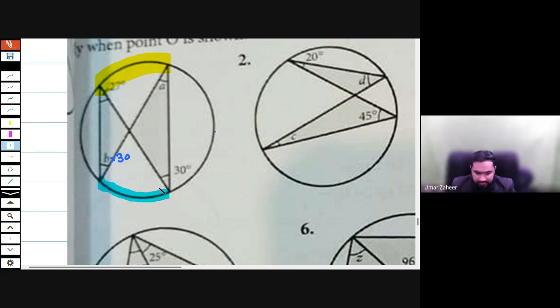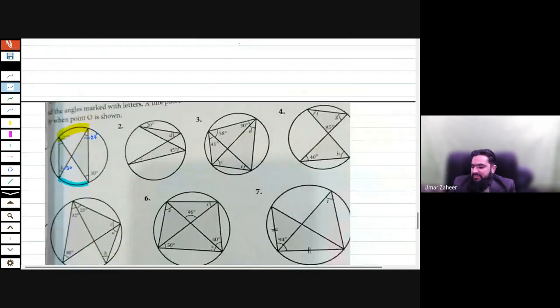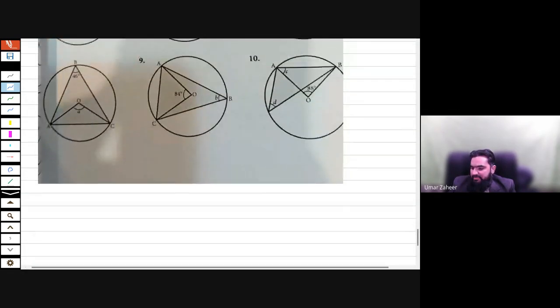Same way, look at here. Look at this arc. It is a subtended angle from this arc that is 27, and angle A is subtended from the same arc as well. So we can conclude that the angle A is equal to 27 degrees as well. Clear? But inshallah, in the next class, we are going to practice more.